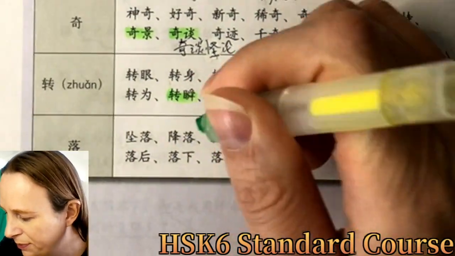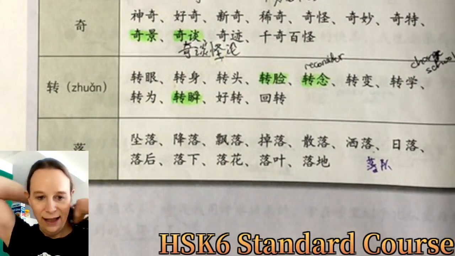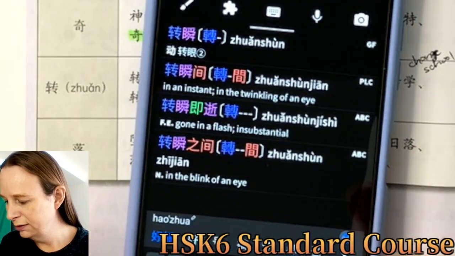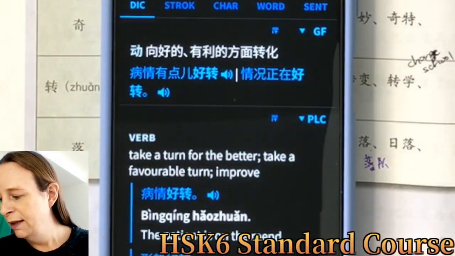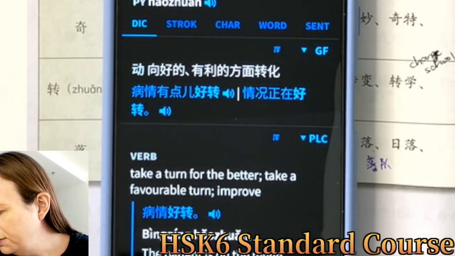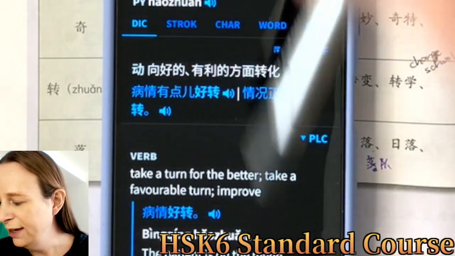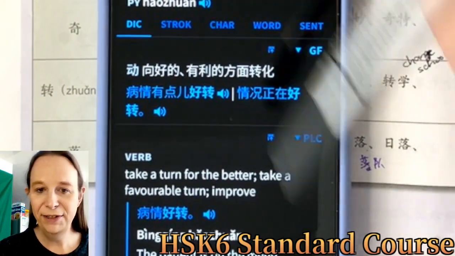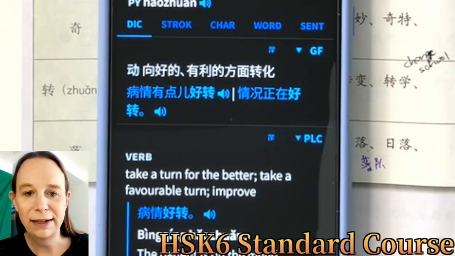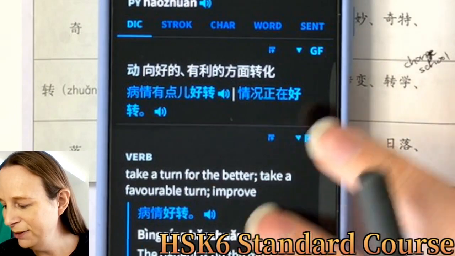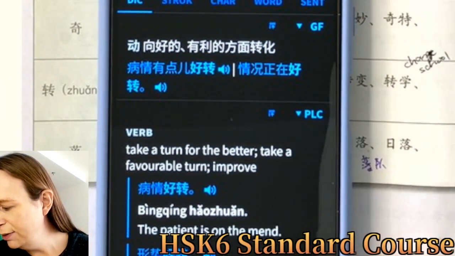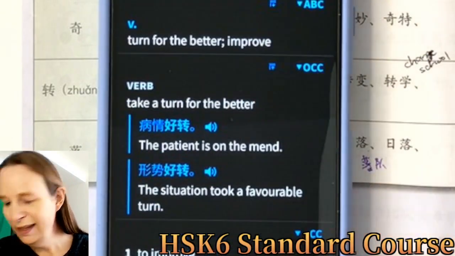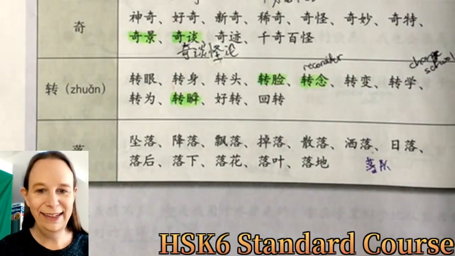Okay, I don't know this word. 好转. Turn for the better. 好转. 转化. Yeah, 转化. So taking a turn or transforming into something good or beneficial. 病情有点好转. So the 病情 is the medical condition. Has had a turn for the better. 情况正在好转. 形势好转. Yeah, alright, that's kind of easy enough, right?